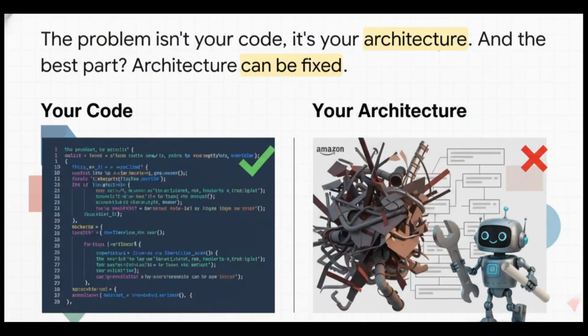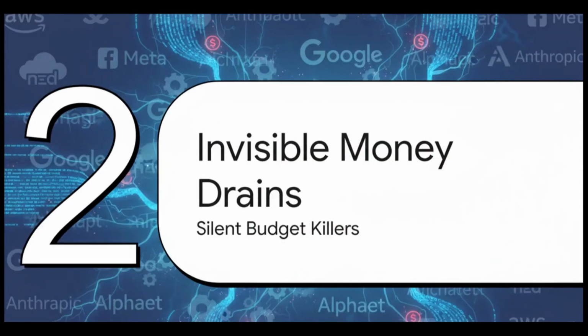Now, before you start having a full-blown panic attack thinking you need to tear down your entire application, just breathe. The problem isn't your code. You're not a bad developer. The problem is your architecture. And you know the best part about architecture? It can be fixed. And usually it can be fixed without changing a single line of your core logic. To fix it, though, we first have to find the leaks.